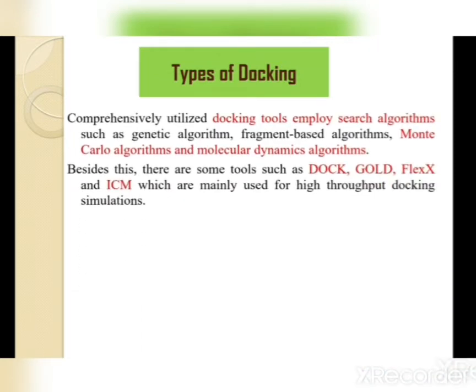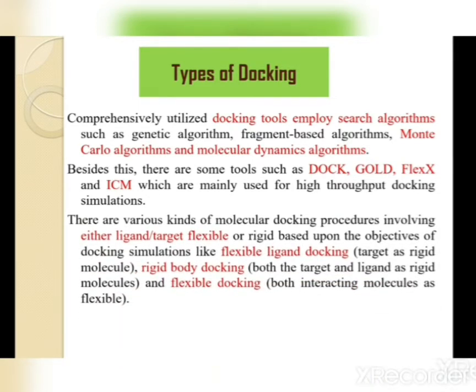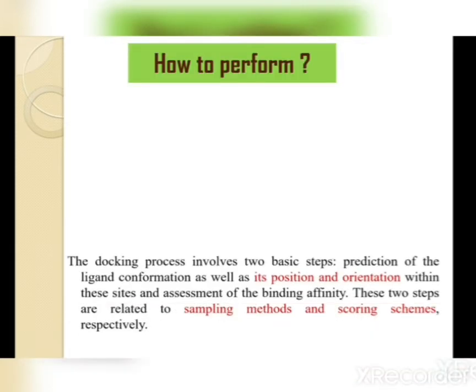Now, types of docking. Docking tools employ search algorithms such as genetic algorithm, fragment-based algorithms, Monte Carlo algorithms, and molecular dynamics algorithm. Besides these, there are DOCK, GOLD, FlexX, and ICM. There are various kinds of molecular docking procedures involving either ligand or target flexible or rigid, based upon objectives. For example, in many cases the ligand will be flexible and the target rigid, or vice versa. The ligand will be rigid and the target flexible, or in some cases both will be flexible or both will be rigid.